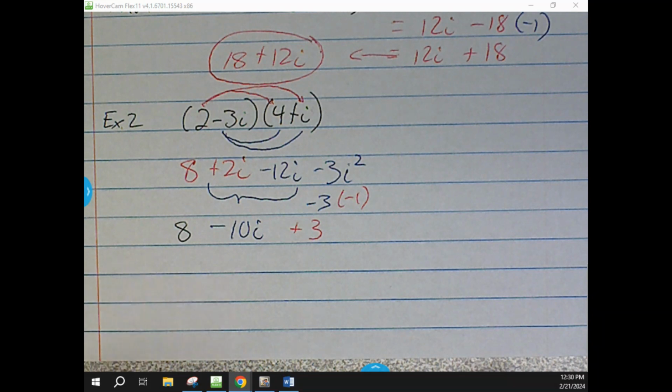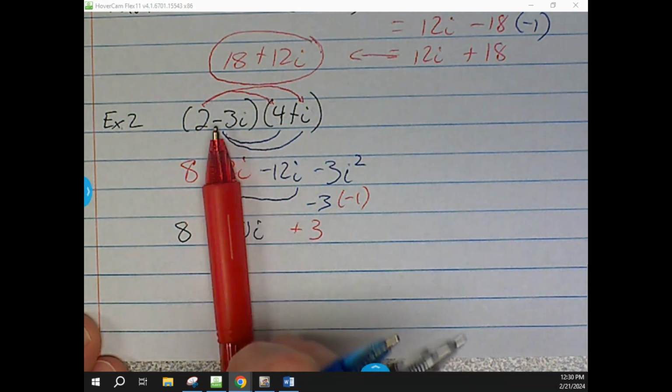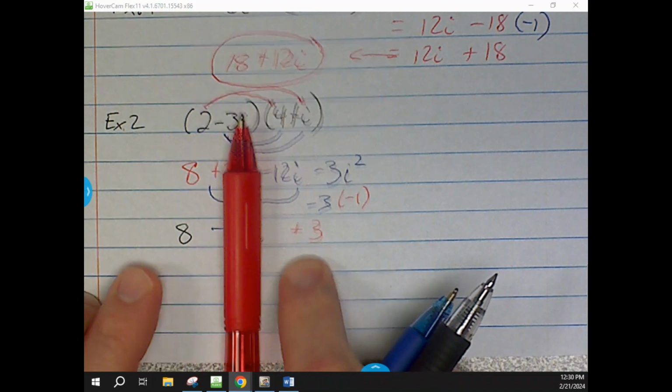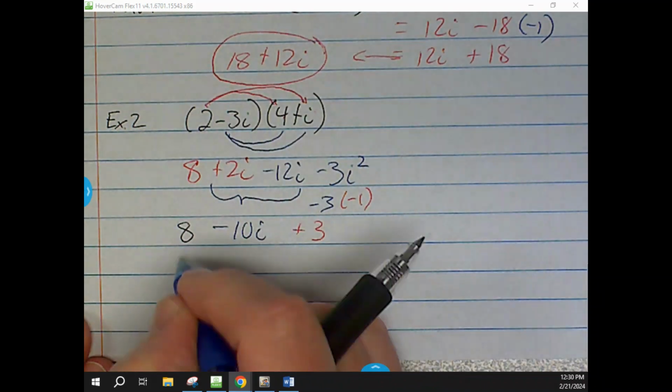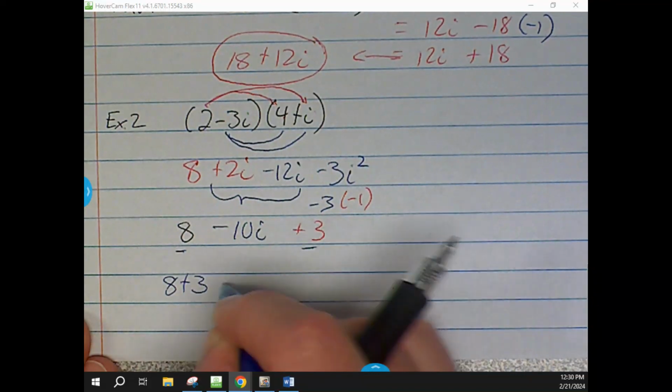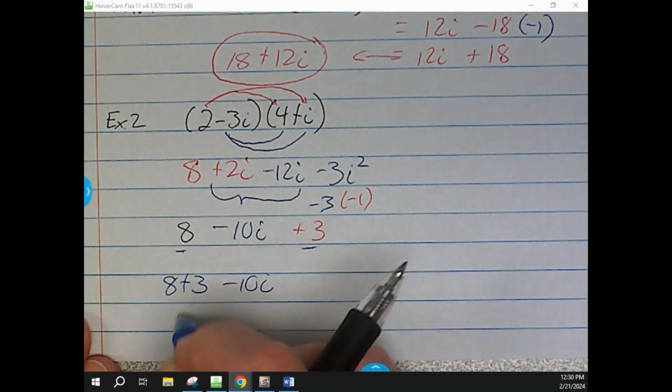Now if this I term wasn't in the middle, if that was gone, you would just have 8 plus 3. So now we can do the 8 plus 3 and then just make that 11. So we've got 8 plus 3 and then minus the 10i. So then we can do 8 plus 3 to make it 11.